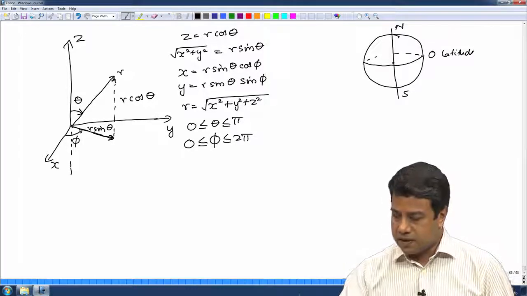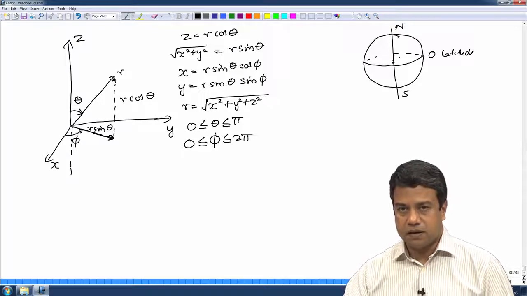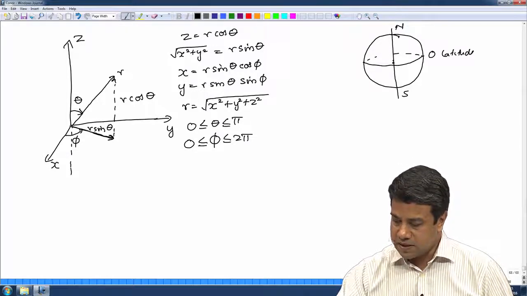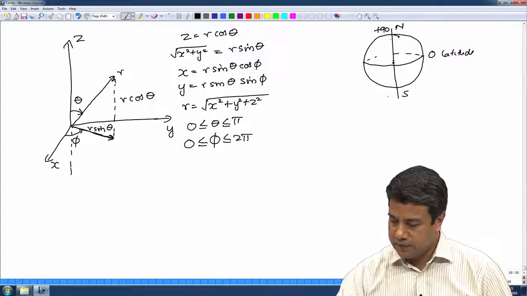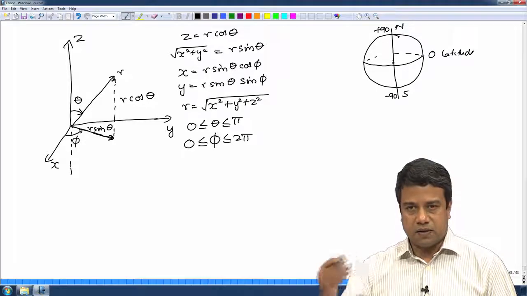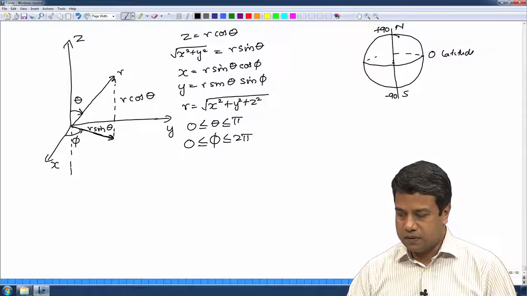That is because we take the latitudes to be 0 at the equator, and it goes to plus 90 at the north pole and minus 90 at the south pole. The northern latitude and the southern latitude.